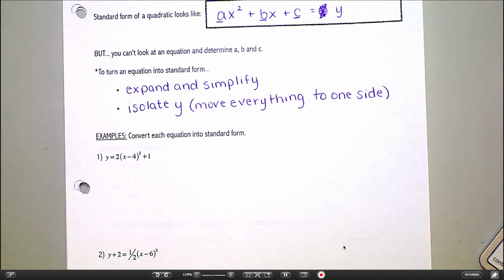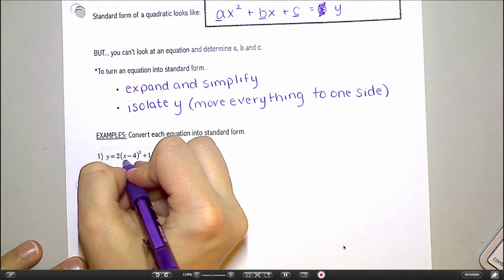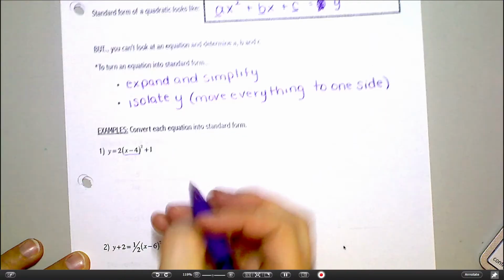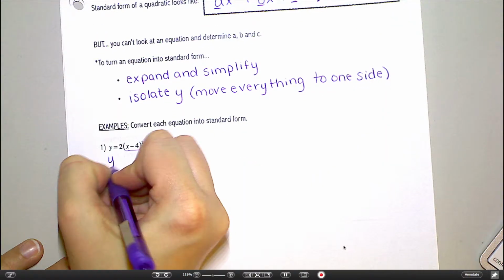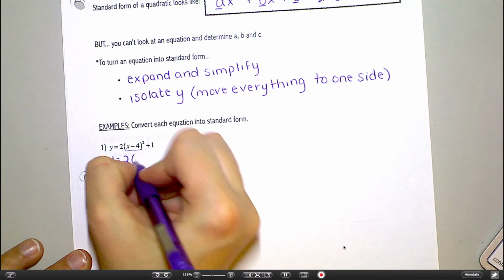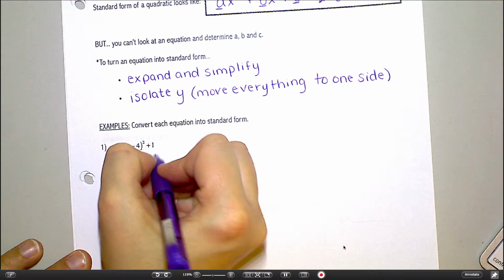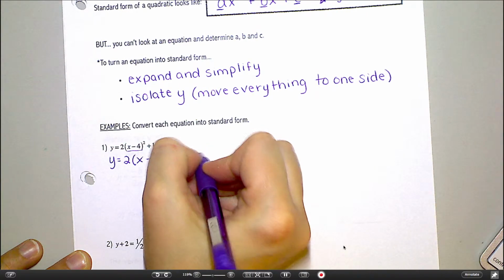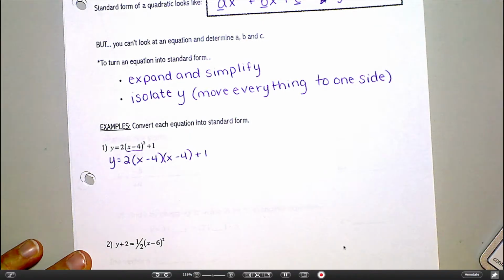So, in the examples, convert this into standard form. Well, how do I square x minus 4? Yep, you write it out twice. So this would become, make sure you're writing out all of these steps. You're going to want these to refer back to later. x minus 4, x minus 4, plus 1, because remember that square means write it out twice.